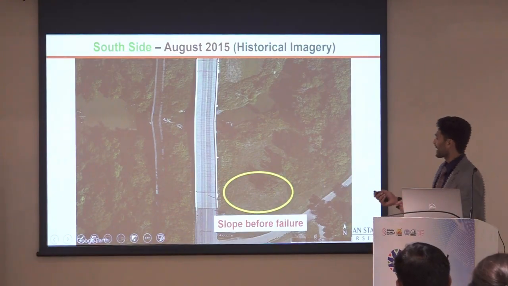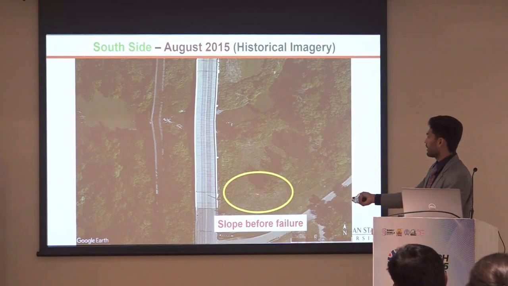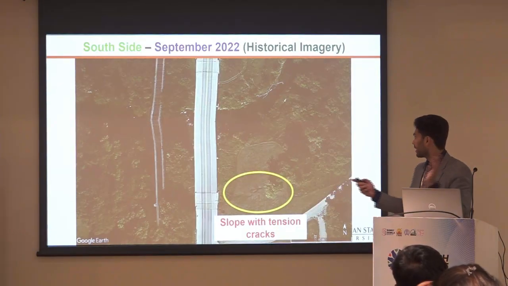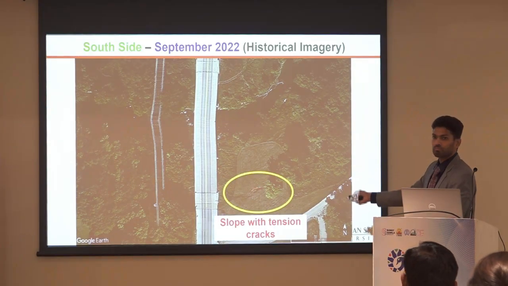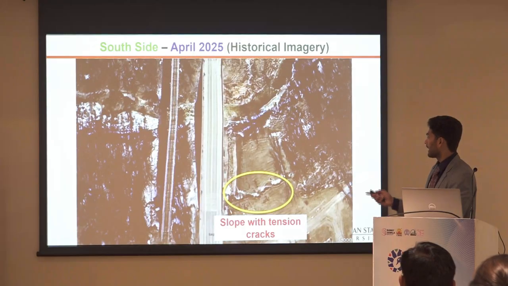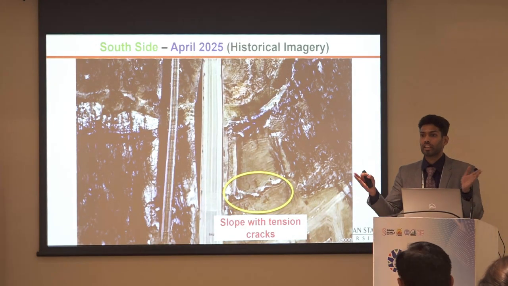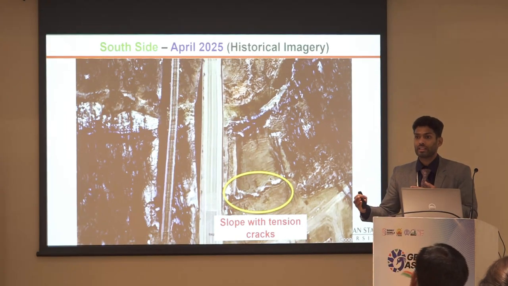Okay, thank you. If you see this site here, in August 2015 there is not much slope failure. We collected historical data. But what you see next is September 22, you can see some cracks occurring. And again, this is all high PI clay subjected to freezing and thawing. So you can imagine that the tension crack width is around 1 to 2 meters.